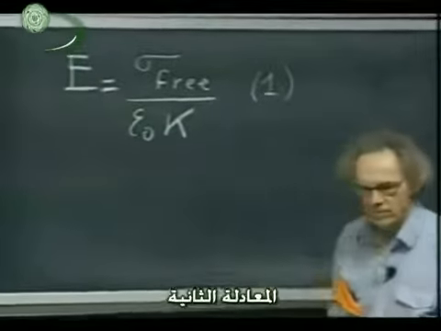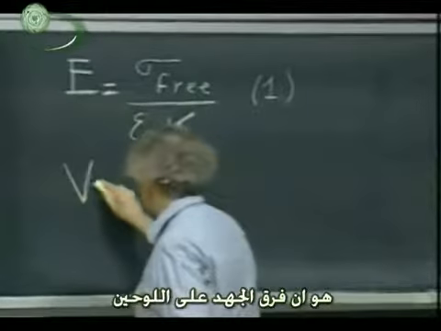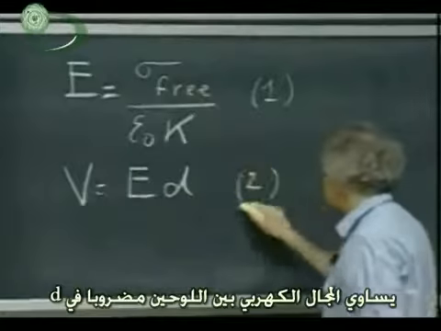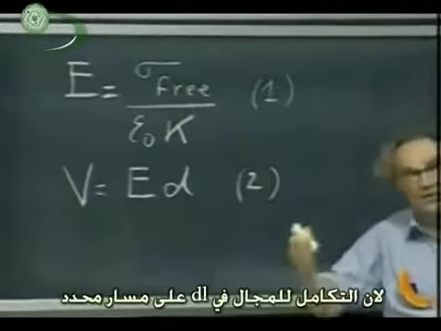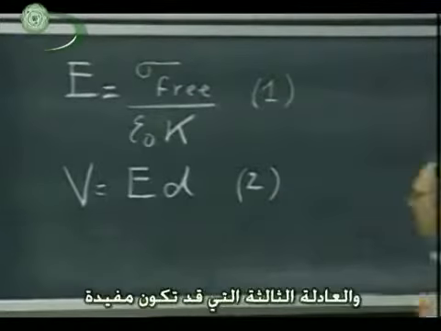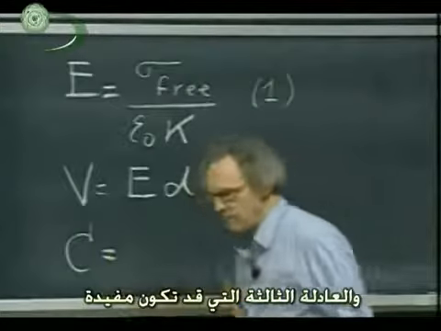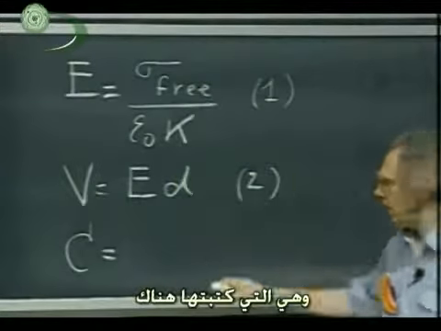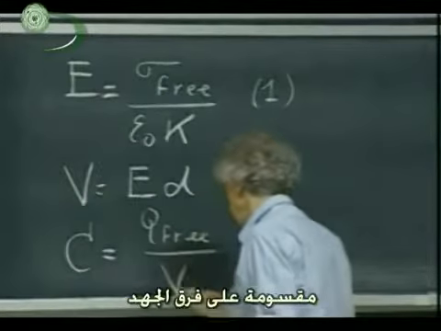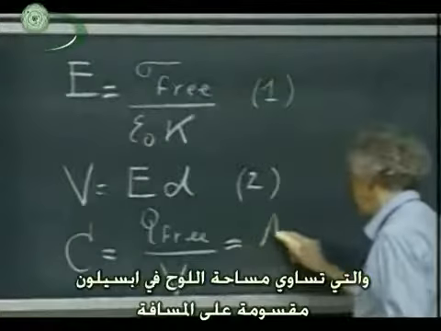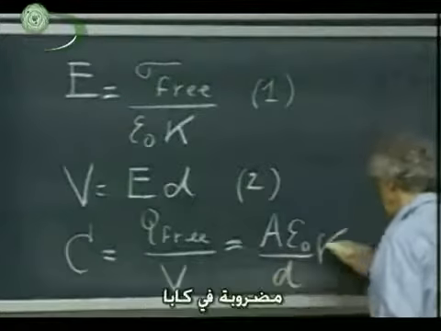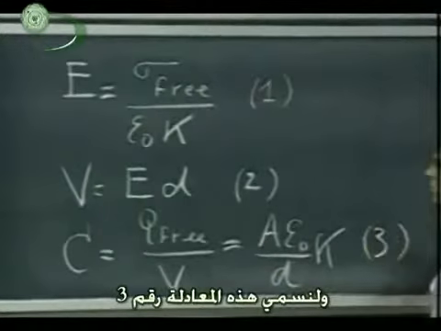The second one is that the potential difference over the plates is always the electric field between the plates times D, because the integral of E dot dl over a certain path is the potential difference. That's not going to change. And then the third one that may come in handy is the one that I have already there. C equals Q3 divided by the potential difference, which in terms of the plate area is A times epsilon 0 divided by D times kappa. Let's call this equation number 3.